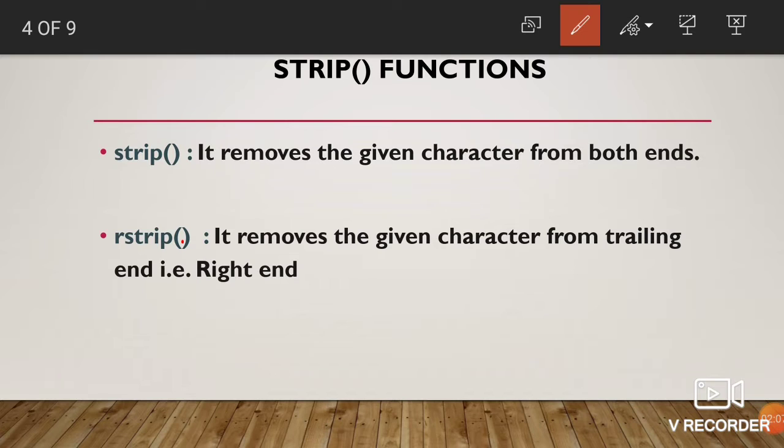If you write there a hash, what will it do? It will remove all the hashtags after the line. If you write there \n, it will remove the new line character from the right end. If it's only opening and closing parentheses with a space, it will remove the blank spaces. So it will remove the given character from the trailing end, that is the right end.